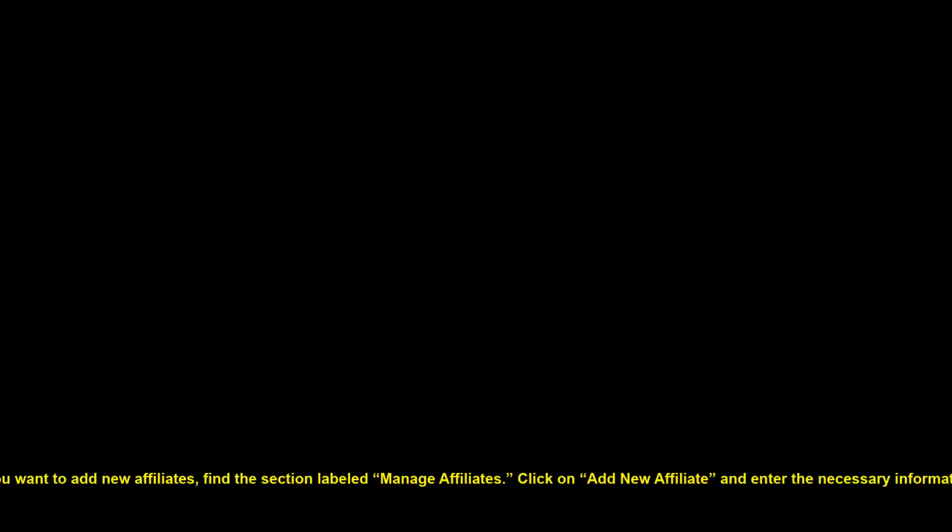If you want to add new affiliates, find the section labeled Manage Affiliates. Click on Add New Affiliate and enter the necessary information. You might need to provide their email address and set their commission rate. Once all information is entered, click Add Affiliate to finalize the addition.